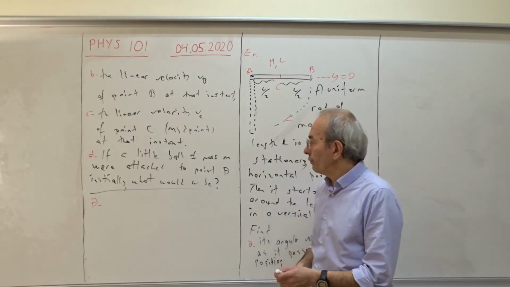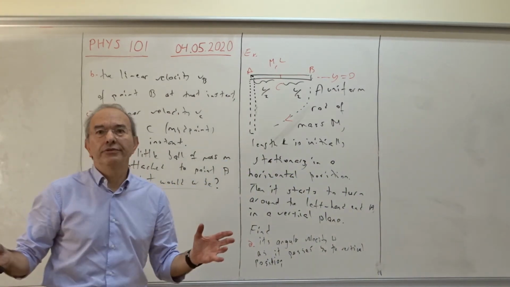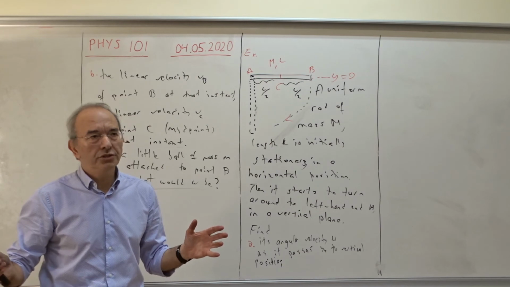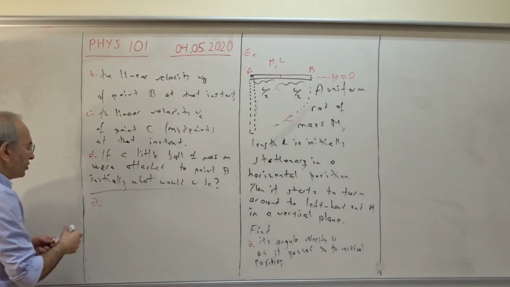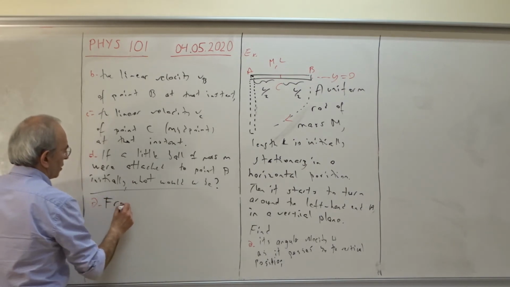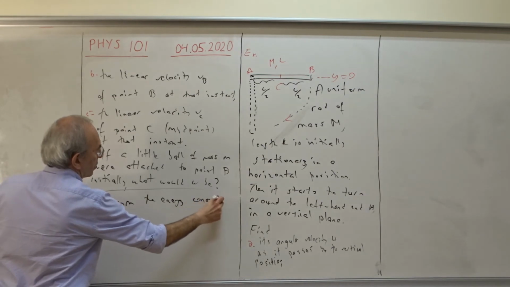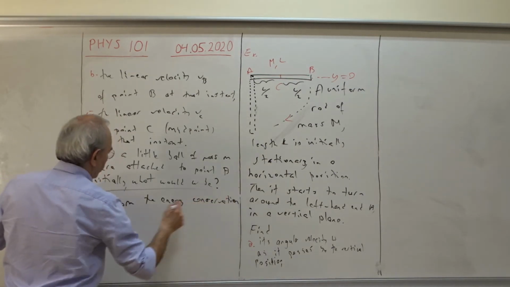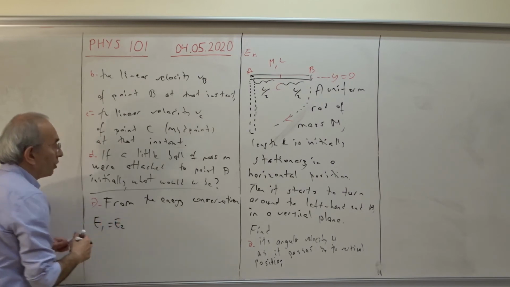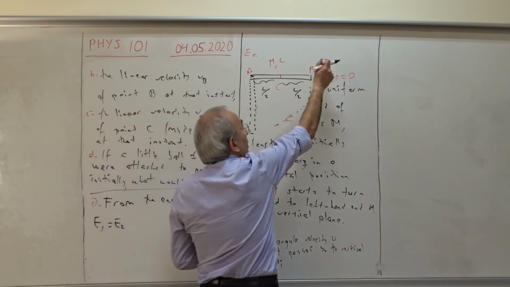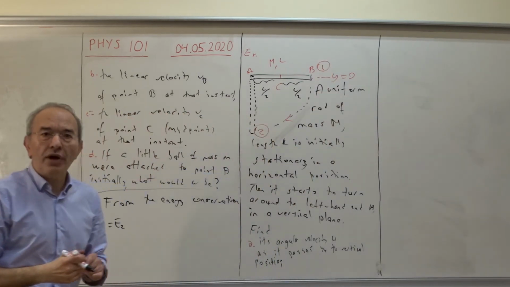Alright, so from the energy conservation again, what is the reason for energy conservation? There is no friction, first of all. Just because of gravity, it just falls down. From energy conservation, E1 is equal to E2. What is 1? What is 2? 1 is the initial configuration. 2 is the vertical final configuration.